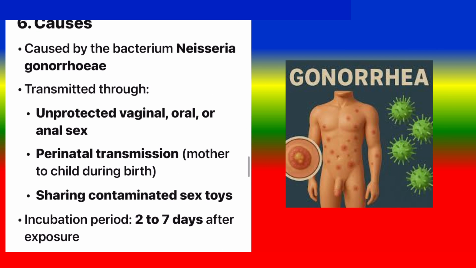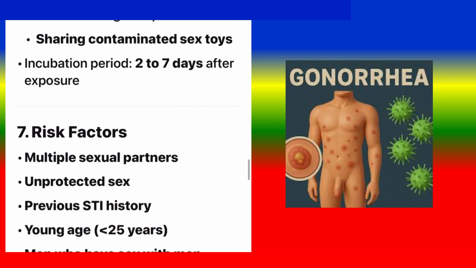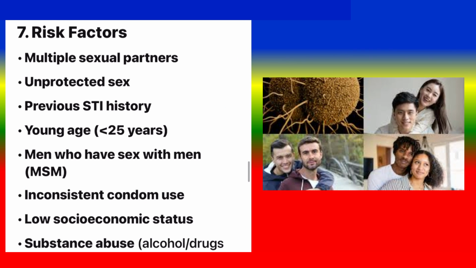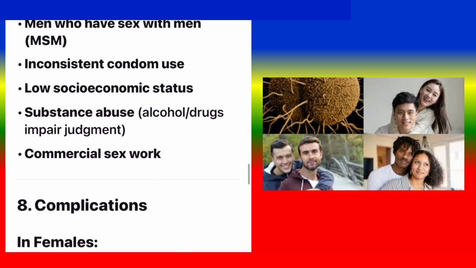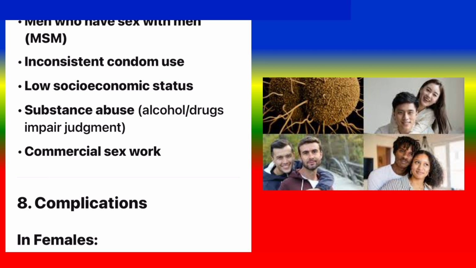6. Causes. Caused by the bacterium Neisseria gonorrhoeae, transmitted through unprotected vaginal, oral, or anal sex. Perinatal transmission, mother to child during birth. Sharing contaminated sex toys. Incubation period, 2 to 7 days after exposure. 7. Risk factors. Multiple sexual partners, unprotected sex, previous STI history, young age under 25 years, men who have sex with men, MSM, inconsistent condom use, low socioeconomic status, substance abuse, alcohol, drugs impair judgment.